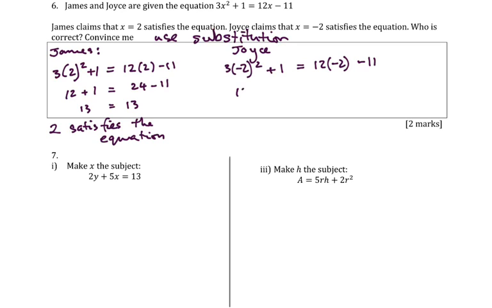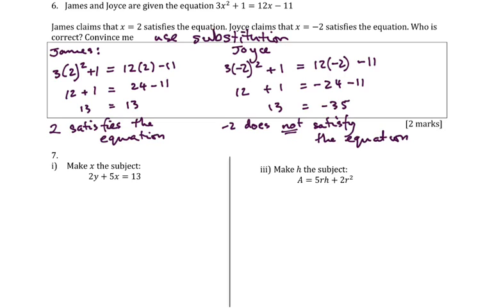So negative 2 times negative 2 is 4. 4 times 3 is 12, so it's 12 plus 1. 12 times negative 2 is negative 24, subtract 11. 12 plus 1 is 13. Negative 24 subtract 11 is negative 35. So these are not the same, so negative 2 does not satisfy the equation. So actually James is correct, and he's the only one that's correct.